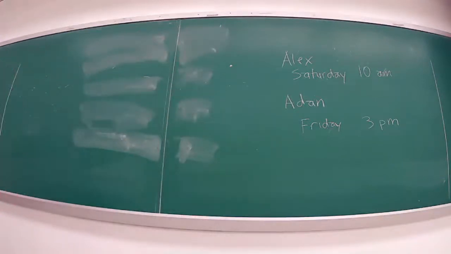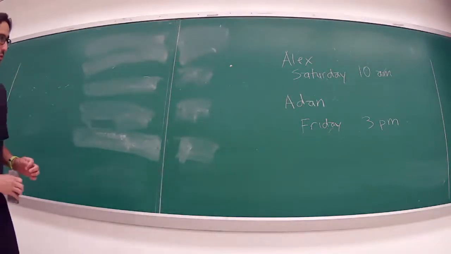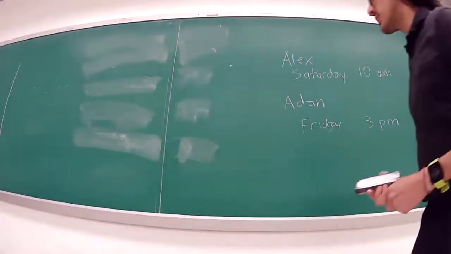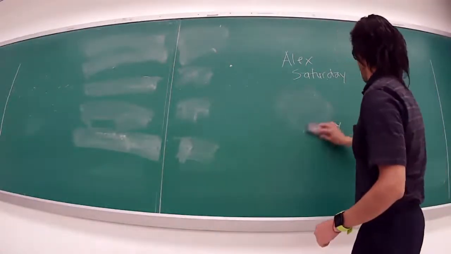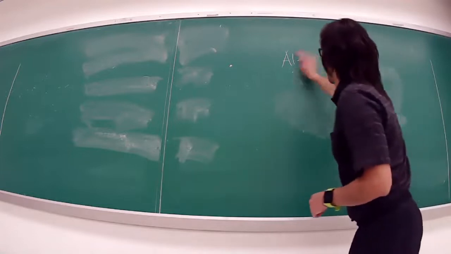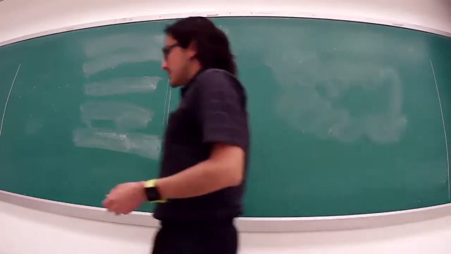So most experiments and most processes in real life occur at constant pressure because, well, we are in the atmosphere. And so the Gibbs free energy is a particularly useful quantity.